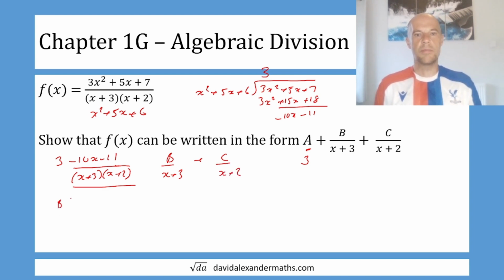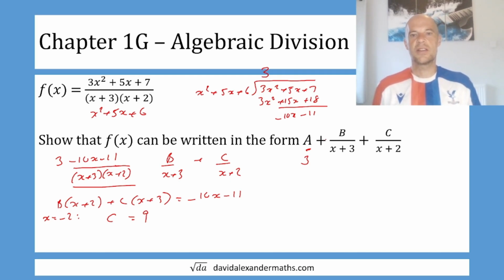So therefore b lots of x plus 2 plus c lots of x plus 3 equals negative 10x take away 11. Let's set x to negative 2. So negative 2 plus 3 is 1. So that's 1c equals positive 20 take away 11, which is 9. So we've worked out that c must be 9.